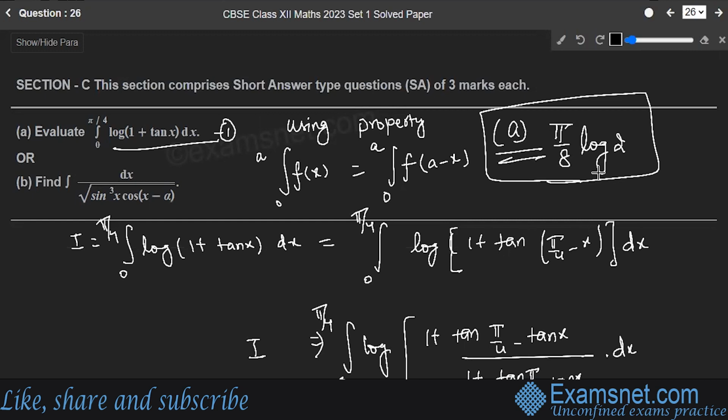Hope you understood this, right? Then let's move to the second part of the question. I have to erase the whole question because of the problem of the space. So B part.